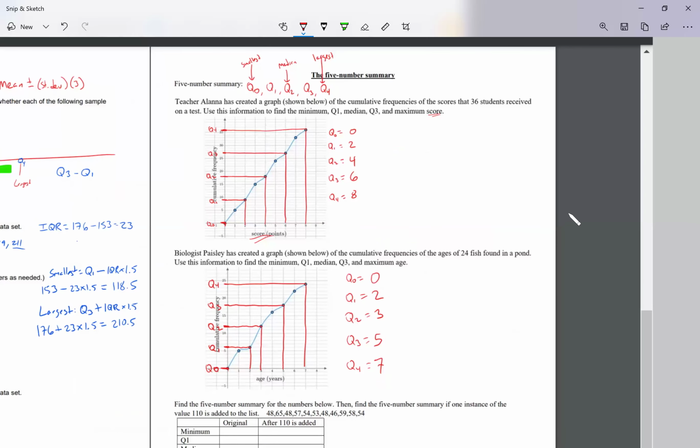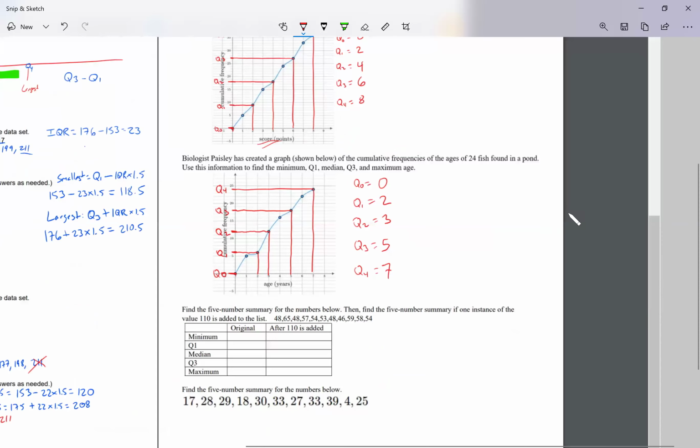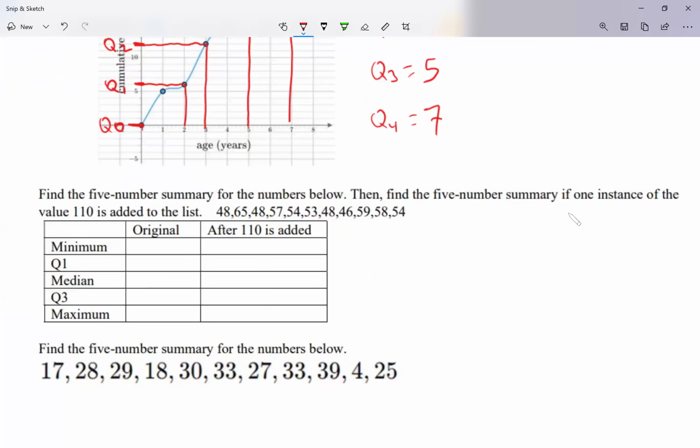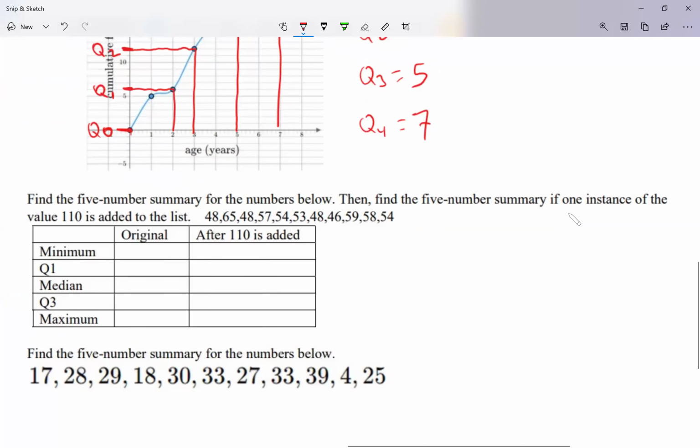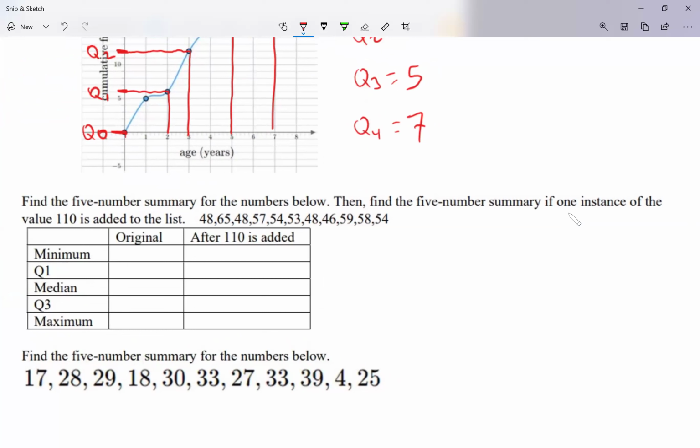My 5-number summary is my smallest number, or minimum, or quartile 0, quartile 1, quartile 2, quartile 3, and quartile 4. Remember, quartile 0 is either called smallest or minimum. Quartile 2, we tend to call the median. And quartile 4, we tend to call largest or maximum. But let's do it here as well. Find the 5-number summary for the numbers below. Then find the 5-number summary if one instance of the value 110 is added to the list.